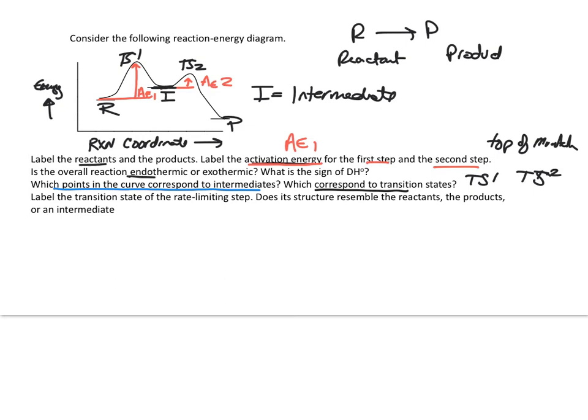And is this overall reaction exothermic or endothermic? To determine exothermic or endothermic, it would actually be the delta H between these 2 points. Okay, so this is your delta H. Remember, it's your products minus your reactants. So this is where your energy is for your products, and this is your reactants. So it's this difference here that is your delta H.